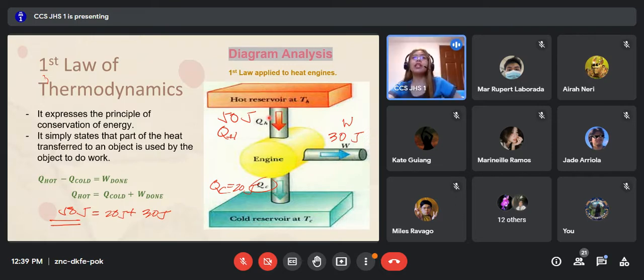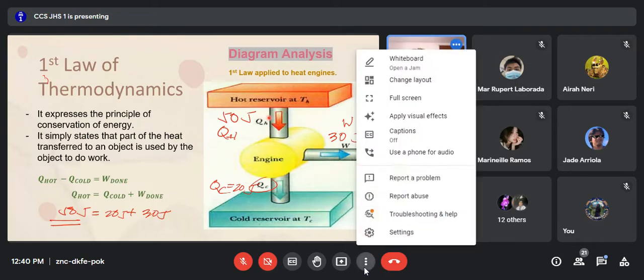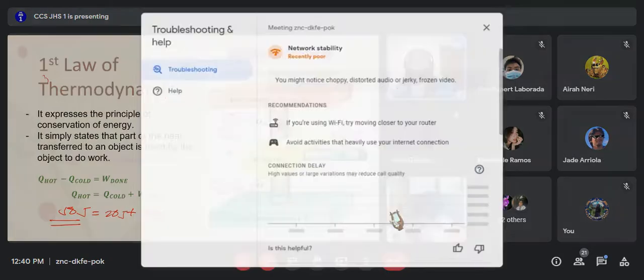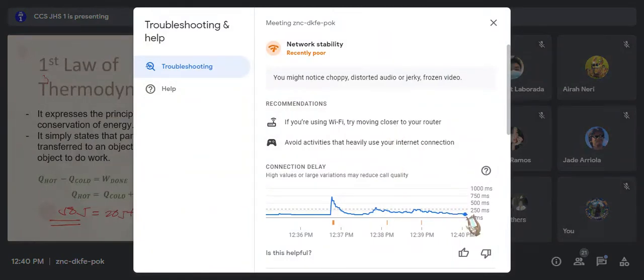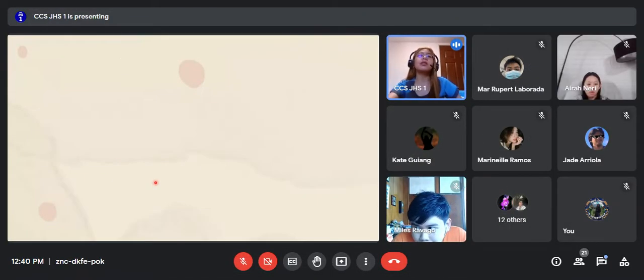Okay, remember, the first law of thermodynamics is just similar to the conservation of energy. Okay? Hello, 9H? Clear na? Yes, ma'am. First law? Okay, let's proceed to the second law of thermodynamics.